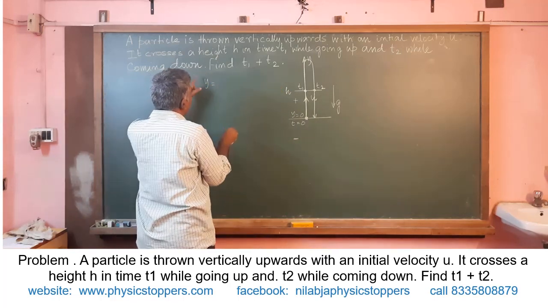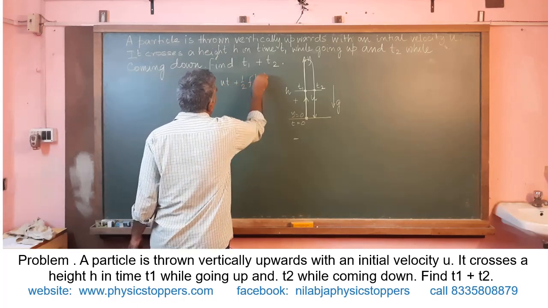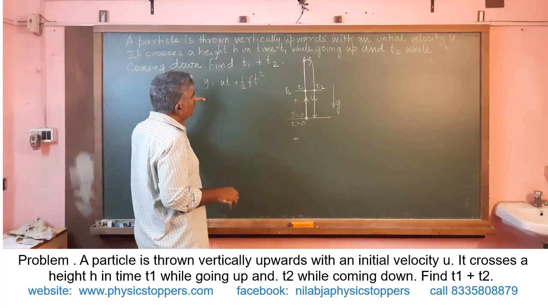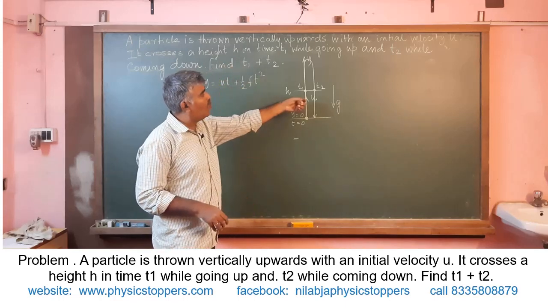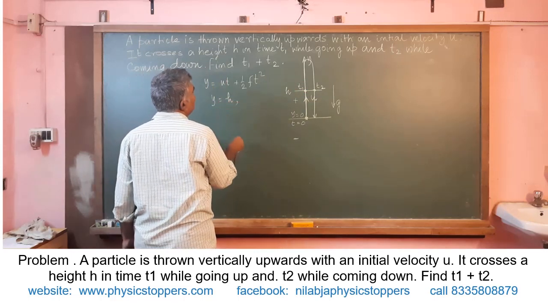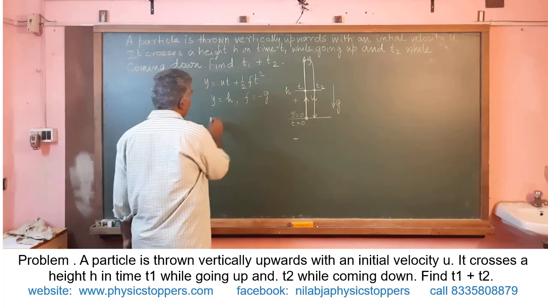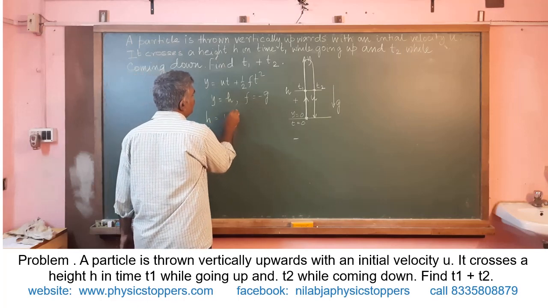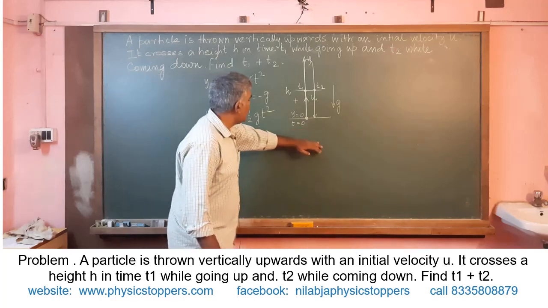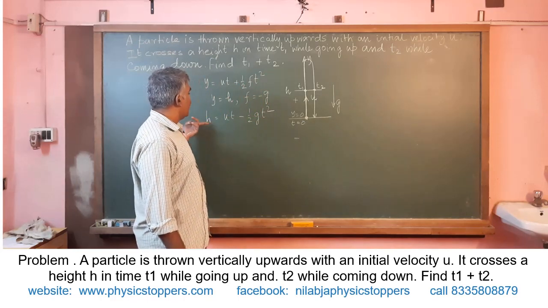y is the displacement, equal to initial velocity times t plus half f t square, where f is the acceleration. Now here you have to plug in the values from the problem. So y is equal to h and f is equal to minus g. If you plug in these values, h equals ut minus half g t square.